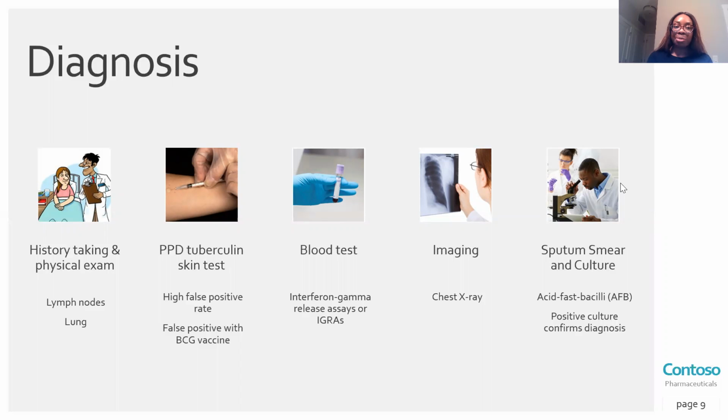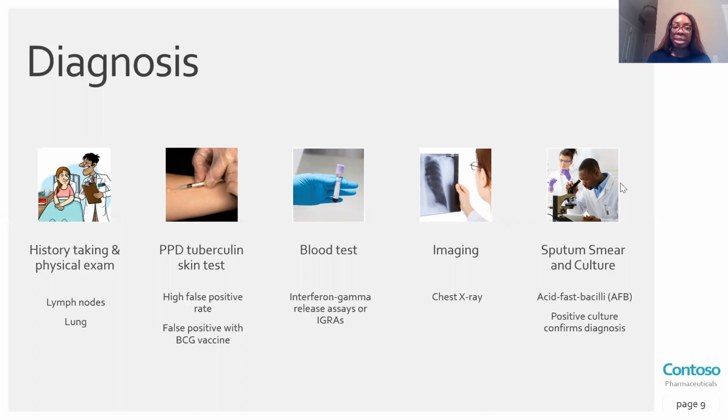Another thing we can do is the PPD tuberculin skin test. Usually this test is very common in healthcare providers or those who work in the healthcare setting and those who are in facilities. So what happens is that you insert the antigen of the bacteria into the skin, and the person has to come back in 48 to 72 hours to check to see if it's a positive result.